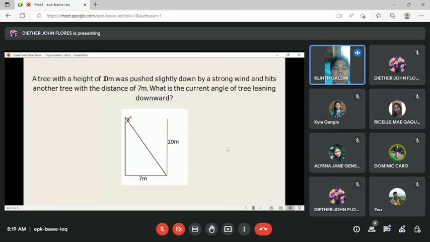Since we are given the adjacent side and the opposite side, which for the adjacent side is 10 meters, and for the opposite is 7 meters. So we need to find the angle of the tree that is leaning downward. To simplify this, we are left with cotangent of x is equal to 10 over 7.